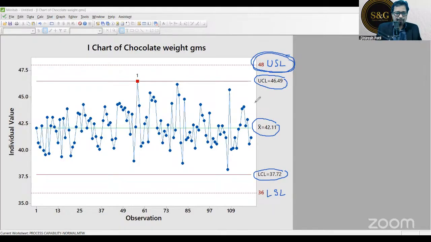See, understand this. Apart from that, for example, this is 1 sigma. If you remember, I mentioned about this 3 sigma, right? What is the formula of UCL? X bar plus 3 sigma, right? Okay. So let's say this is 1 sigma. This is 2 sigma.